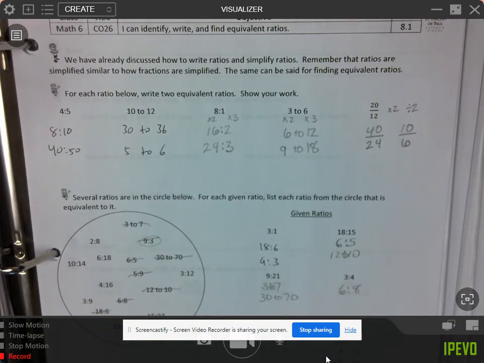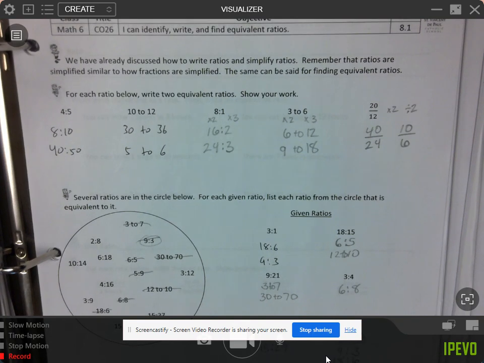I can write, identify, and find equivalent ratios. Remember, when we're working with ratios, it's the same thing as doing equivalent fractions. Whatever you do to one side, you have to do to the other. You multiply both sides by the same number, you divide both sides by the same number.